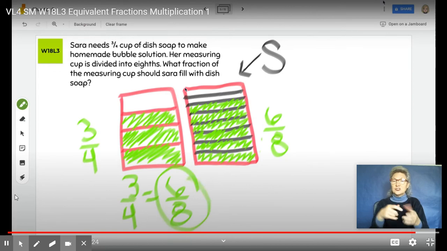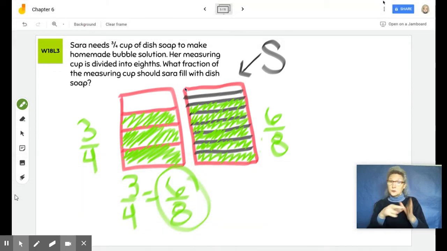So to quickly review or to summarize, we can start off by making this model and shading it in and drawing a model next to it to better understand what would be equivalent.